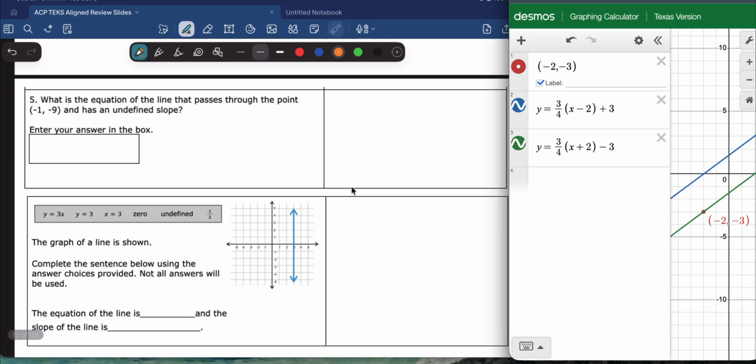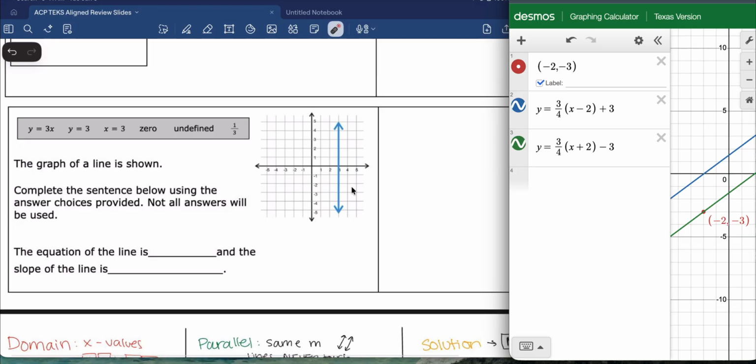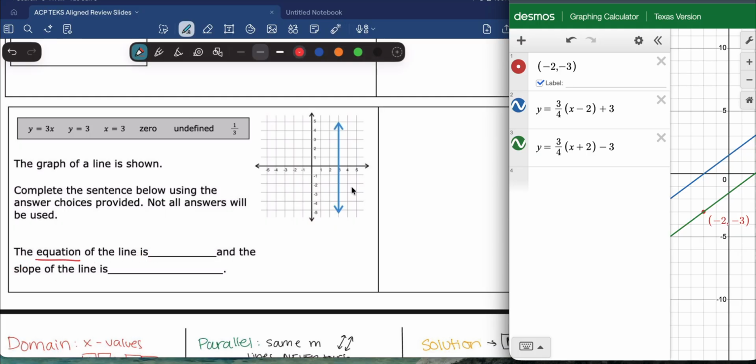Now, actually, we're going to do this question before we do this question. It says the graph of the line is shown. Complete the sentence below using the answer choices provided. Not all answers will be used. The equation of the line is, when you see the word equation, you need to know there has to be an equal sign. So you have the option between this one, this one, this one, because those have equal signs. Equation means equal sign. So when I look at this one, I know it touches the x-axis. So that's x equals 3. So my equation would be this one.